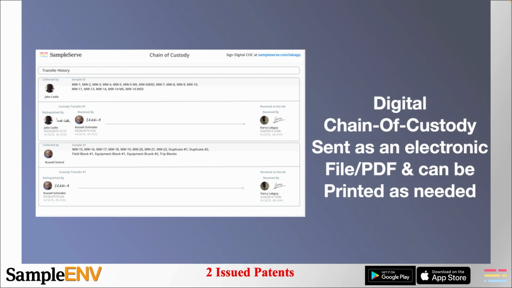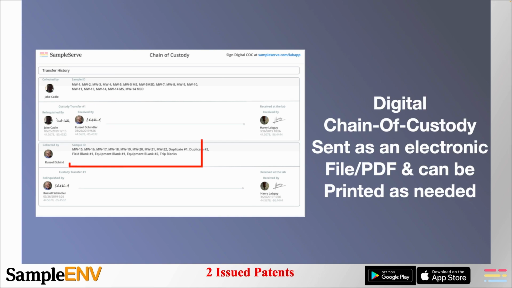We break out each sample and who collected it. You can see here Jake collected these samples. Jake then gave those samples to Russell, and this is that transfer: the selfie, signature, date, timestamp, and GPS coordinate. This information is collected on both the relinquishing person and the receiving person. Then you can see Russell took his samples to the lab.